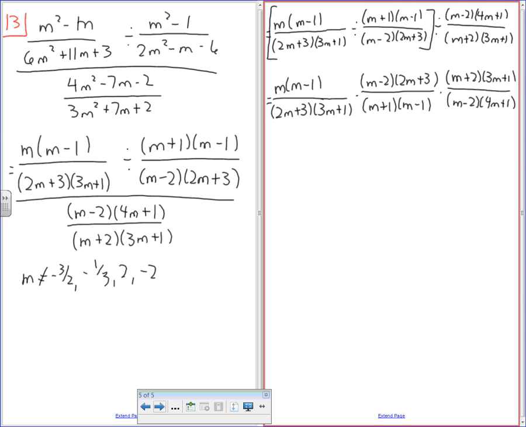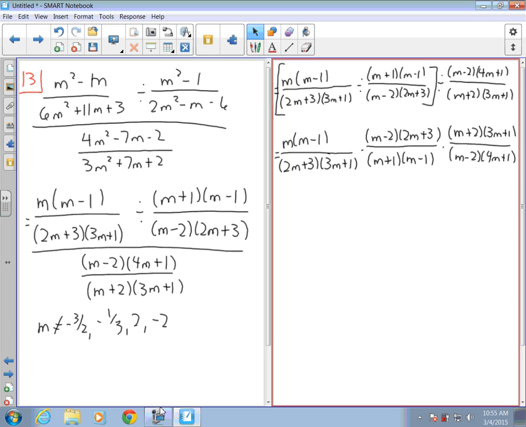Yeah, question? Go ahead. Would you factor 6m squared plus 11m? Is that wrong? I think that's right. Minus one? Can you just put 0 on the side?